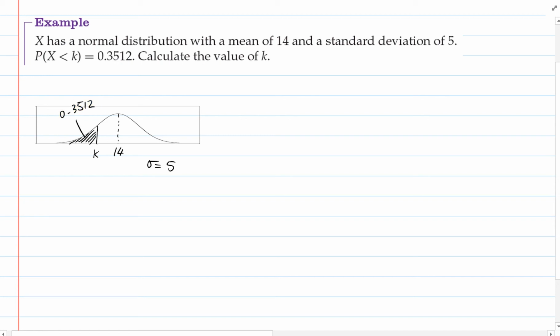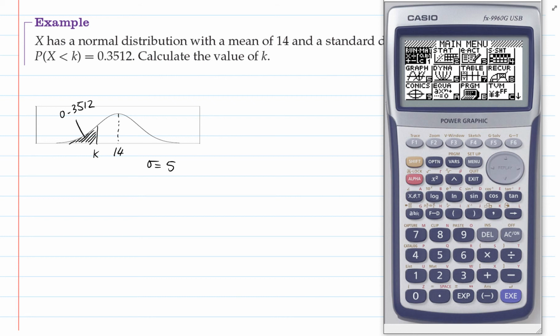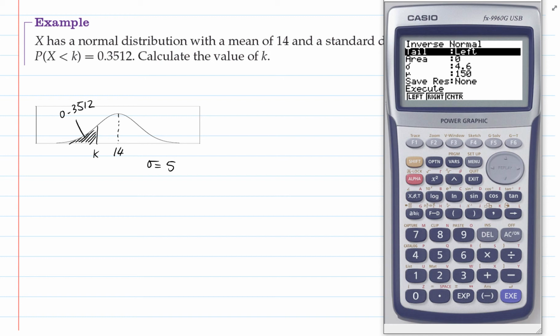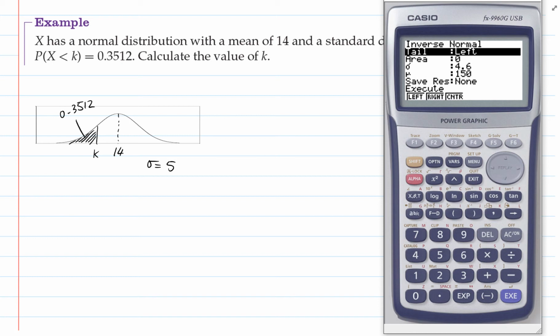Okay, so we go to our calculator for this and into our stats mode, distribution, normal, and this time we choose inverse normal, which is F3, and my calculator has these options left, right and centre. I'm not quite sure if yours do, but hopefully they do. So our tail, as you can see here, is to the left, and so that's the tail that we're going to choose.